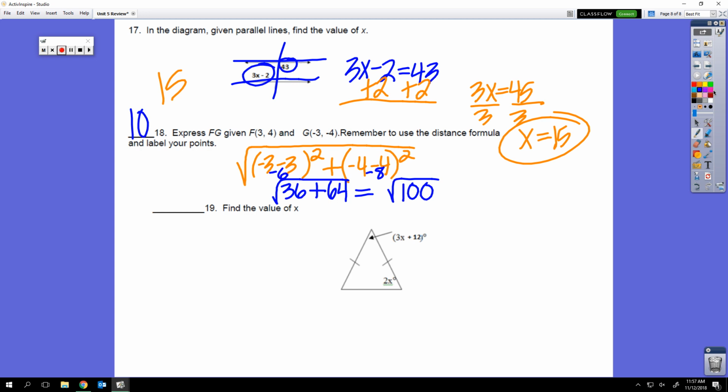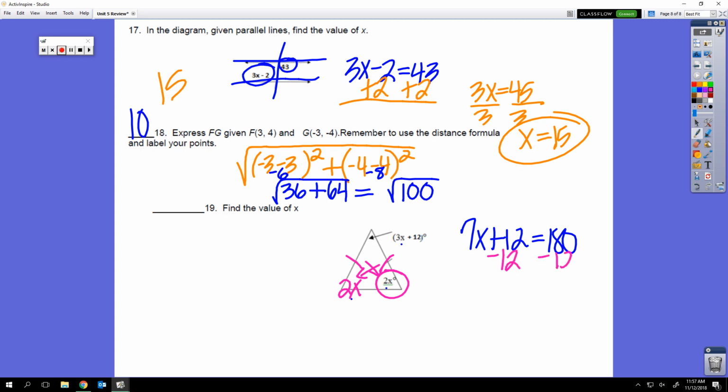Number 19, find the value of x. Okay, so here you have to always look for what they're giving you. And they're showing you these two pieces are equal. So remember that the angles opposite from them are also going to be equal. So if this angle is 2x, this other base angle is also 2x. And now I can add those all together and set them equal to 180. So I have 2x plus 2x plus 3x. That's 7x plus 12 equals 180.